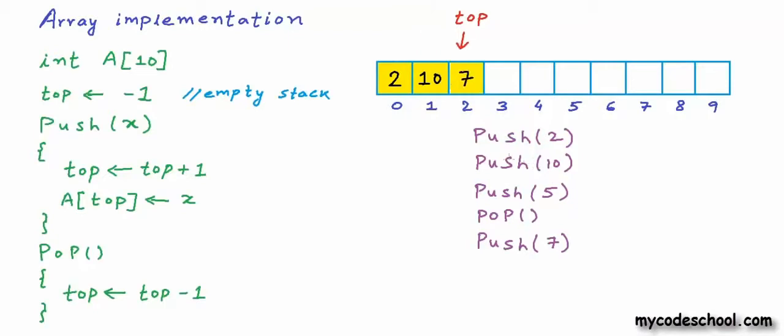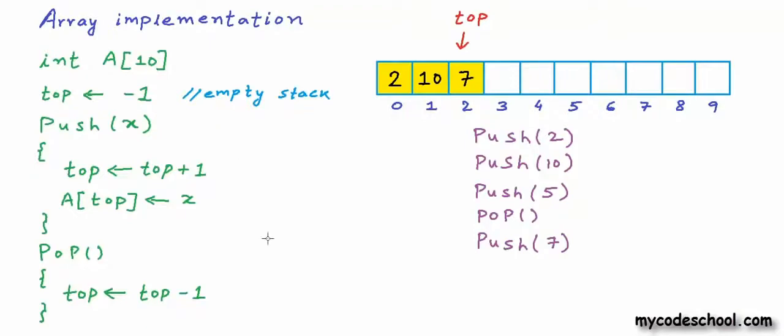So top once again will be incremented, and value at index 2 will be overwritten. The new value will be 7. These two functions, push and pop, that I have written here, will take constant time. We have simple operations in these two functions, and execution time will not depend upon size of stack.